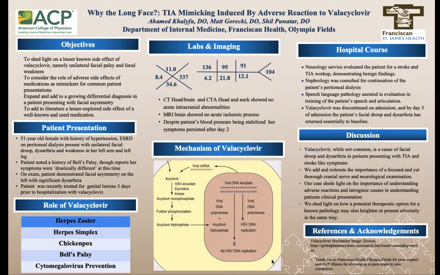Looking at the mechanism of valacyclovir, the first step is conversion from valacyclovir to acyclovir using an HSV-encoded thymidine kinase. After a few rounds of phosphorylation, once you integrate into viral DNA, the acyclovir triphosphate actually stops HSV, herpes simplex, from replicating. And so what we'll see is that valacyclovir converts to acyclovir and stops the transcription, translation, and production of further HSV cells and HSV viral replication.